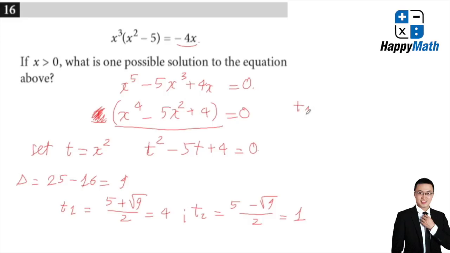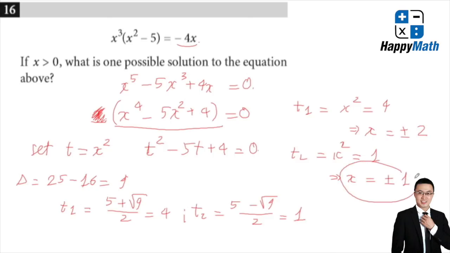And because t equals x squared, x can be equal to plus or minus 2. T2 will be equal to x squared equal to 1, so x can be equal to plus or minus 1. Because x is positive, that's only 1 and 2. So here is your solution. You can choose 1 or you can choose 2. Write it down on your paper sheet.